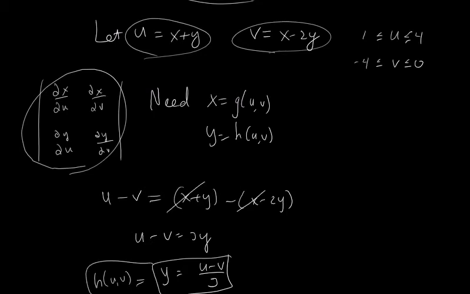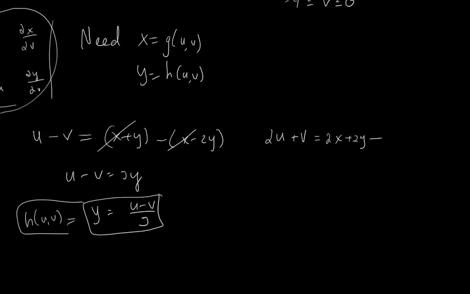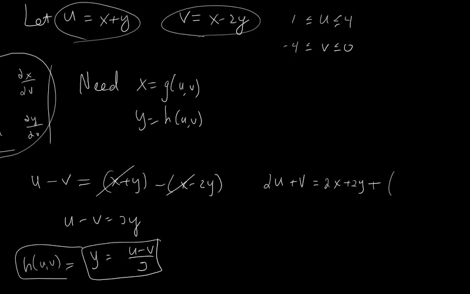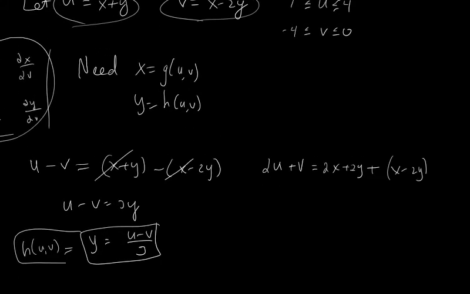If I add 2u plus v, then the y will cancel. So I get 2 times (x plus y), so that's 2x plus 2y, plus (x minus 2y). So the 2y's will cancel, and I get 2u plus v is equal to 3x. So I get x is equal to (2u plus v) divided by 3. So that is my g of u, v.